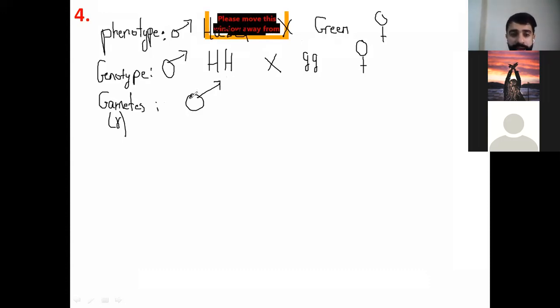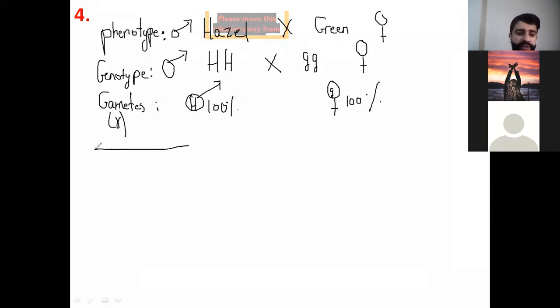Big H, H capital, and the percentage is 100%. Very good. We don't have other than H, so it's H 100%. And the female, G small 100%. Very good. So now we move to what?